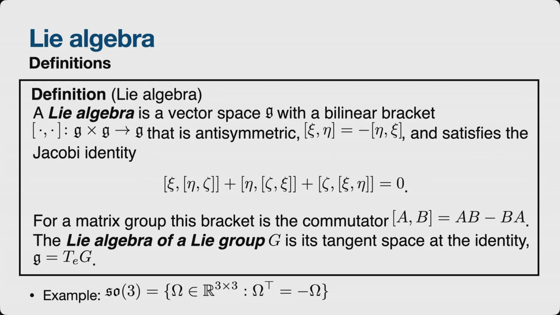Now, an example of this is basically the matrix group. You can see in the matrix group, if you have two matrices, we already learned that you can't multiply them in any order. So the bracket really measures how much AB versus BA are different. But going back to Lie groups, the Lie algebra of a Lie group is actually its tangent space at the identity element. It just happens to be a specific Lie algebra.